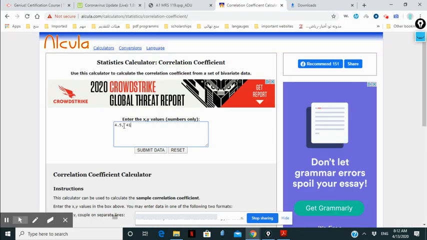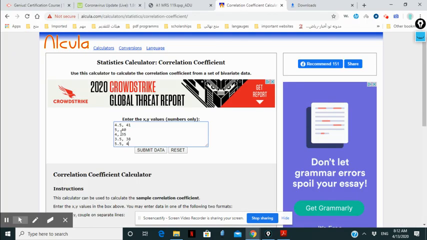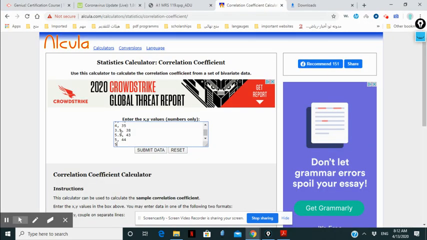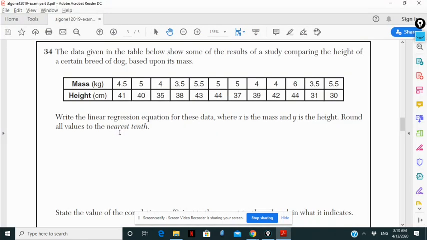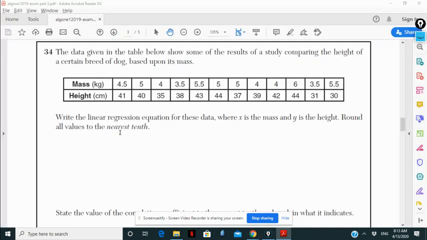4.5 and 41, 5, 5, 40, 4, 35, 3.5, 38, 4.5, 43, 5, 34, 5, 37, 4, 39, 4, 42, 6, 44, 3.5, 31, 5.5, 30, submit data.